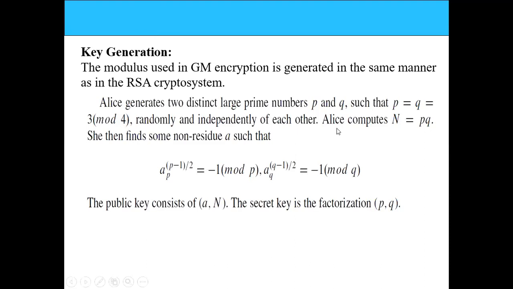So Alice will compute n equals p times q. She then finds some non-residue A, such that A to the power (p minus 1) divided by 2 is congruent to minus 1 mod p, and A to the power (q minus 1) divided by 2 is congruent to minus 1 mod q. So the public key consists of A and N, and the secret key is P and Q, as in RSA.